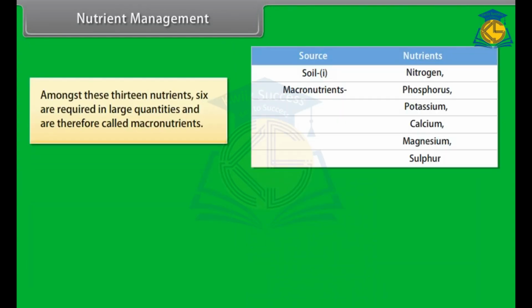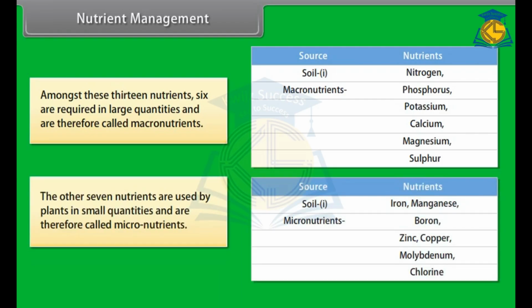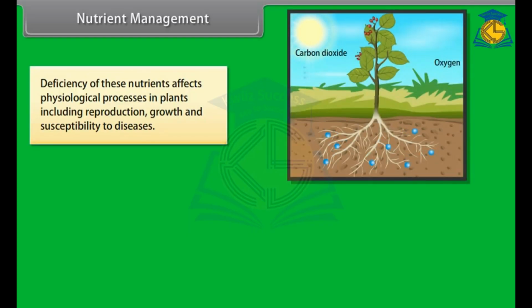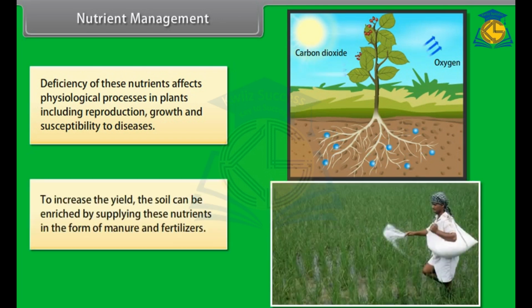Amongst these 13 nutrients, 6 are required in large quantities and are therefore called macronutrients. The other 7 nutrients are used by plants in small quantities and are therefore called micronutrients. Deficiency of these nutrients affect physiological processes in plants, including reproduction, growth and susceptibility to diseases. To increase the yield, the soil can be enriched by supplying these nutrients in the form of manure and fertilizers.